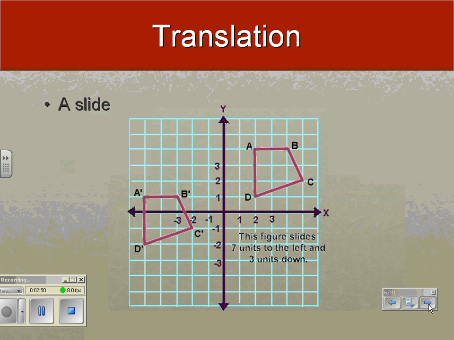Here's another example of a slide, and it looks like this one moved diagonally. Another way to think of it is just in two parts, the horizontal movement and the vertical movement. That's how we're going to talk about it in this class and what you'll see on the EOG. In this example, I'm going to figure out which one is the pre-image and which is the image, and we'll label it.